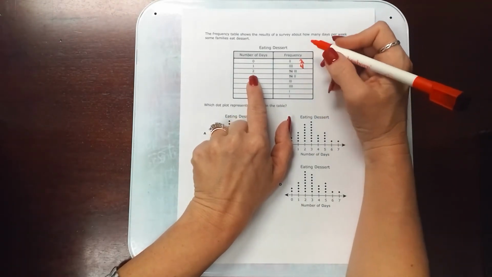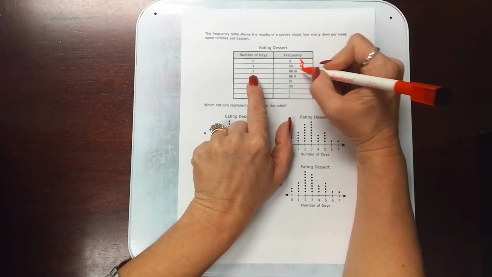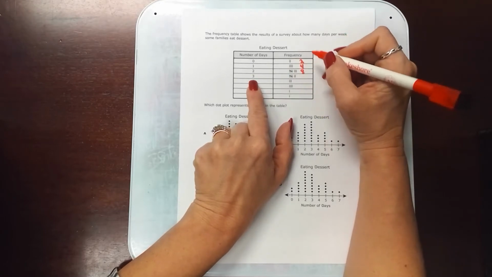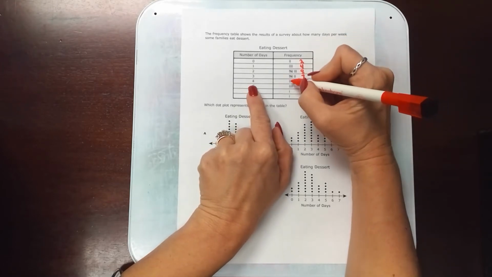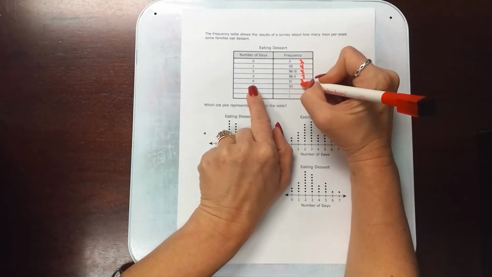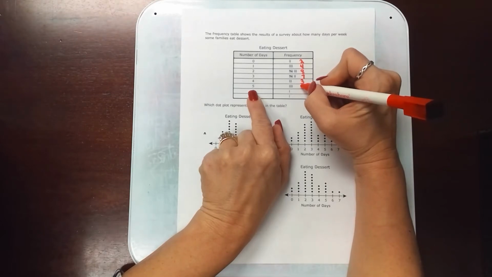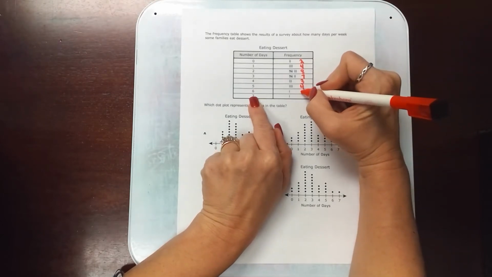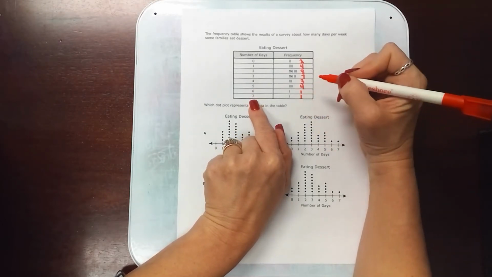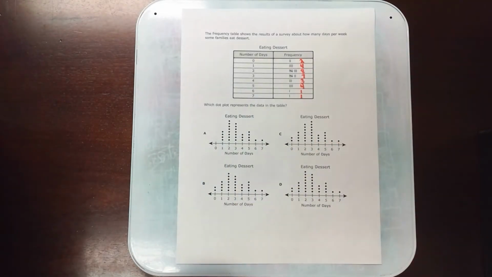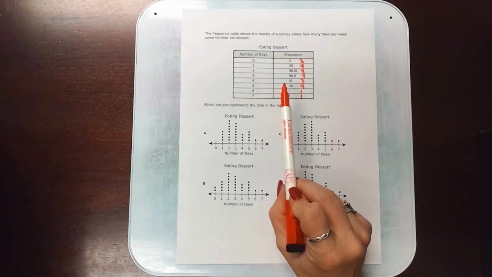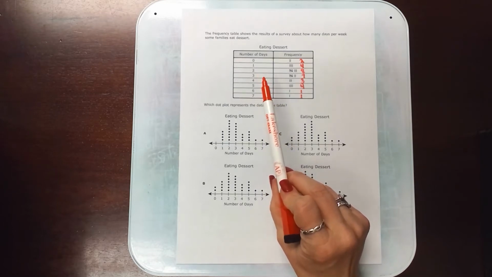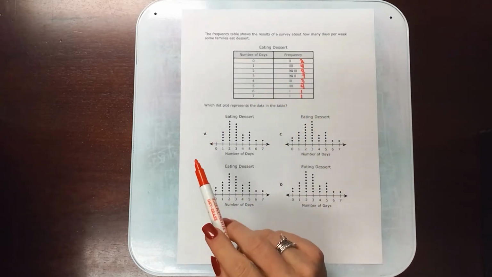For day 1, I'm sorry. Day 2 is 8. Day 3 is 7. Day 4 is 3. Day 5 is 4. Day 6 is 1. And day 7 is 1. Okay, so now I understand my data. So how many days a week do some families eat dessert?